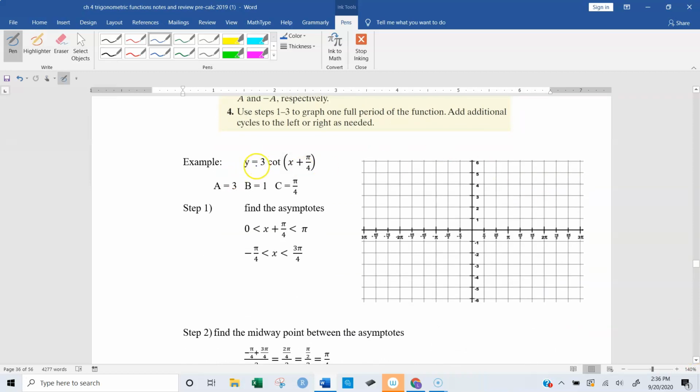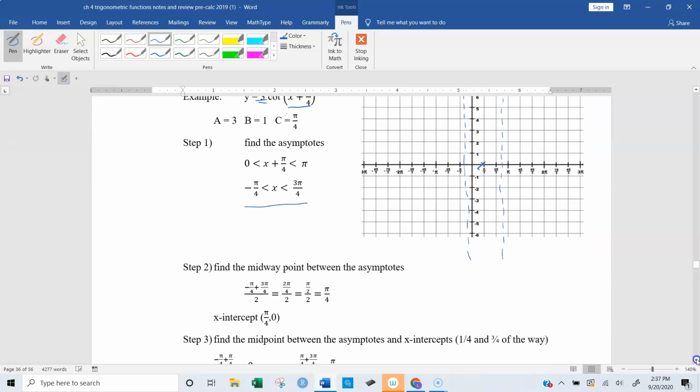So here my amplitude, or my stretch, is 3. We take x plus pi over 4 and set that equal to 0, which gives us negative pi over 4. I'm sorry, this is what we put between 0 and pi, my fault. Subtract your pi over 4 from both sides, and our asymptotes are negative pi over 4, which is your first one you should draw in, and 3 pi over 4, which is roughly about there. With your asymptotes, you find the middle, so you add those up and divide by 2, and then your middle is your 0, and you put this on your graph.